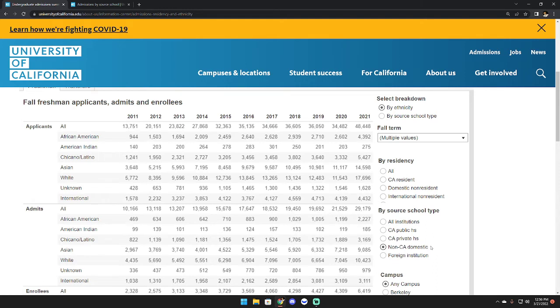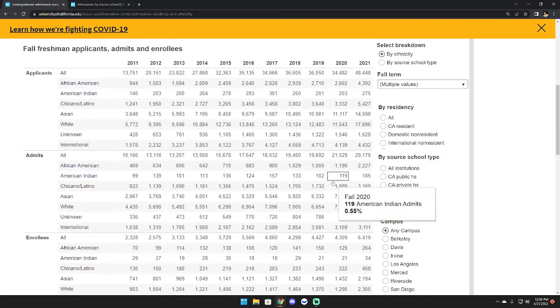Also, if you are a student that's not in California, so a non-California domestic student from a high school outside California, that's risen as well pretty significantly for Asian students, from 3,600 to 14,000. And Latinos are going from 1,200 to 5,400. Pretty interesting. Any comments I'd want to make about this?